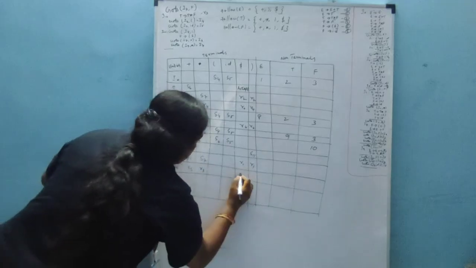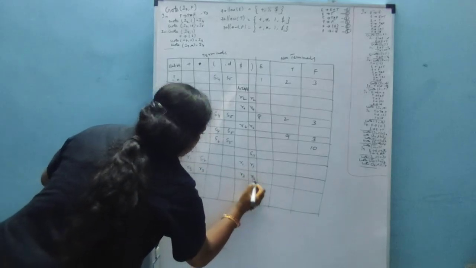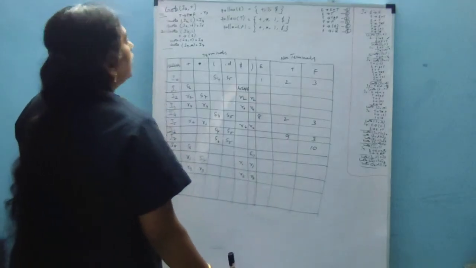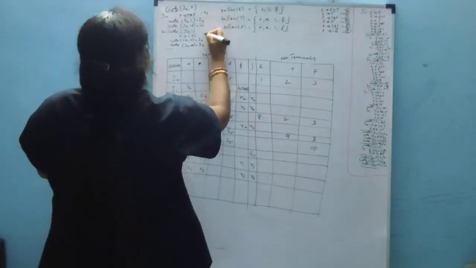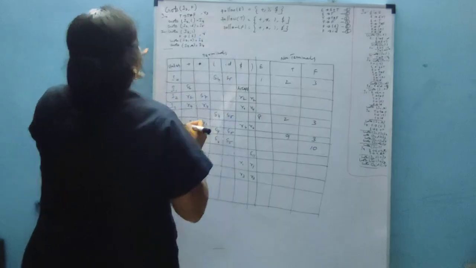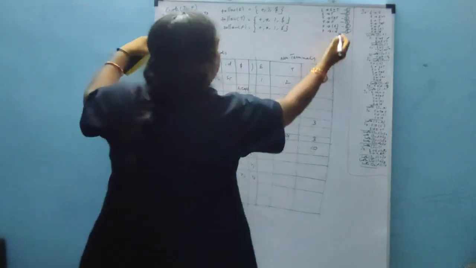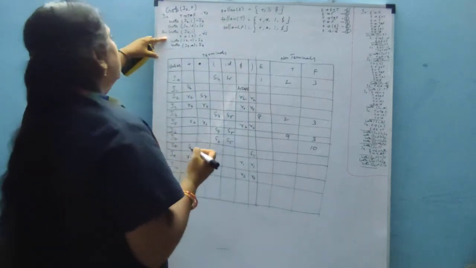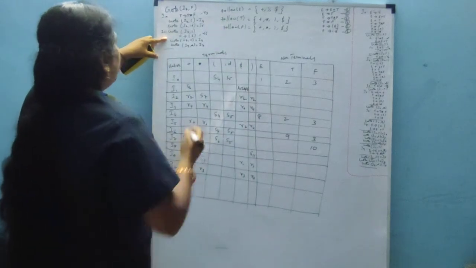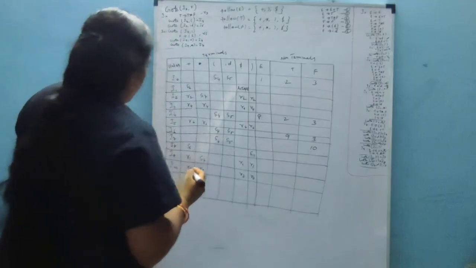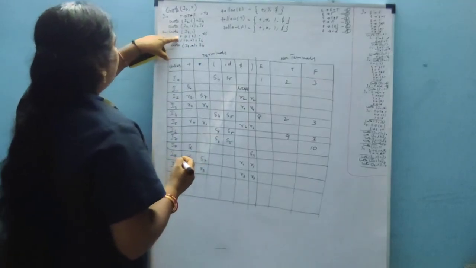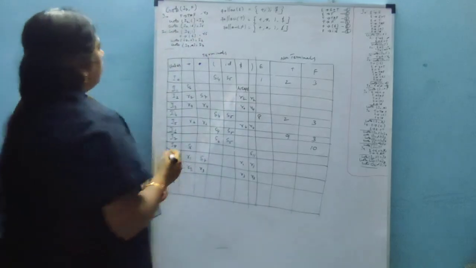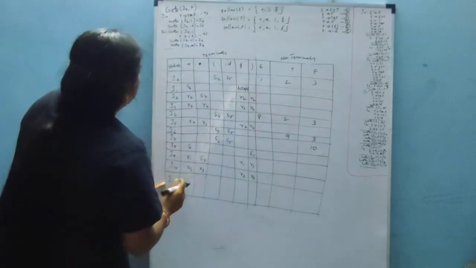R3 state, reduced by production number 3. And then here, F tends to E, that is reduced by production number 5. So follow of F, R5 with the state number 11. Okay. Follow of F, state number 11.